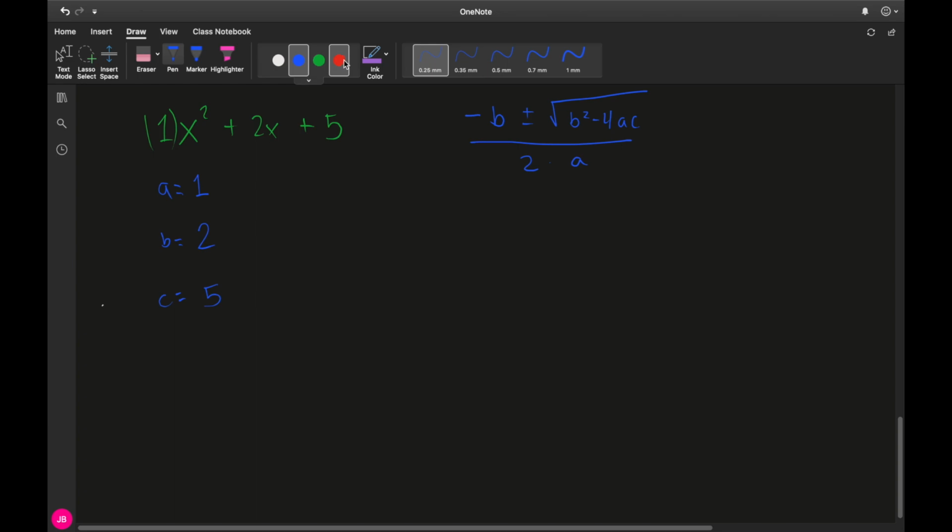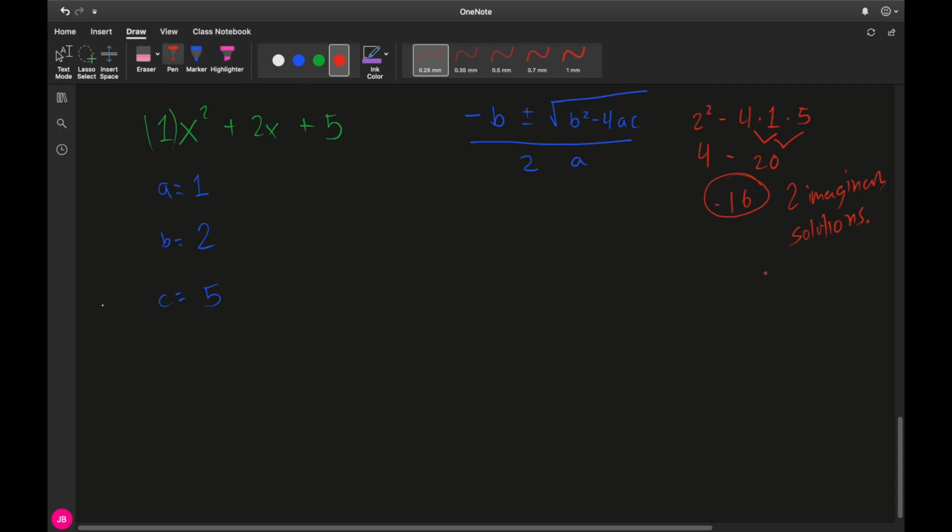So once we go ahead and plug these in, if we plug them into our discriminant, we're going to figure out whether we have real solutions, one solution that's repeated, or imaginary solutions. So let's go ahead and plug them in. We have 2 squared minus 4 times 1 times 5. 2 squared is just 4, minus 4 times 1 is 4, times 5 is 20. So 4 minus 20 gives us a negative 16. So we're going to have negative 16 as our answer, which means we're going to have 2 imaginary solutions.